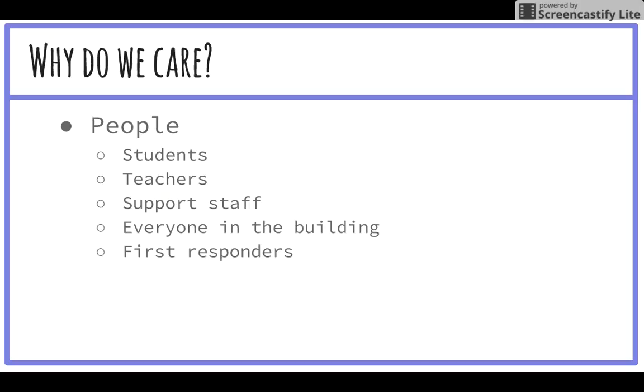So why do we care? People. We want to keep the people that we work with safe. The students, teachers, including ourselves, support staff in the building, really everybody in the building, and first responders. So anyone who might come when there's an emergency at the school, be it a fire or something else. It's really important that anyone going into the building in a situation like that knows what potential hazards they are up against, to make sure that they are safe and able to do everything they can to keep themselves safe.